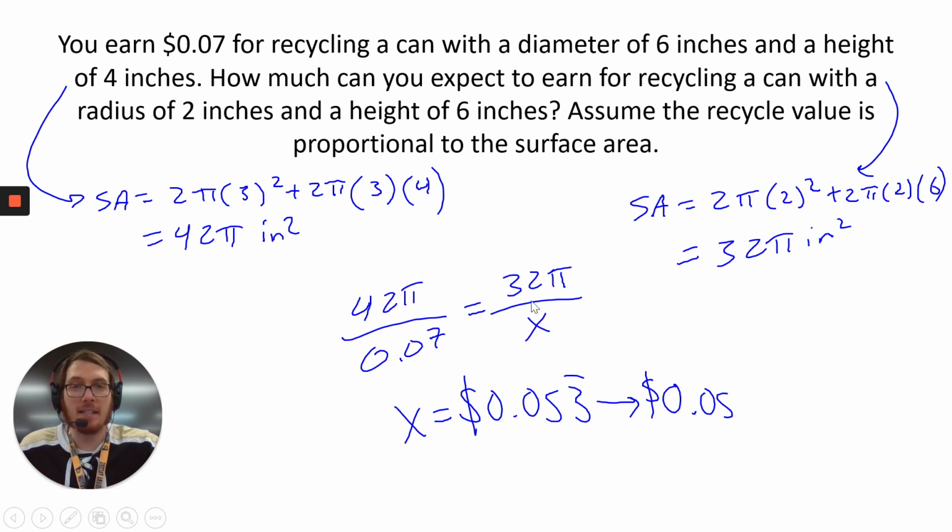And it should be less because this can is a little bit smaller in surface area than the other, and you get just over 5 cents, 5.3 repeating cents, but I would probably round that to 5 cents then because it's going to 2 places because it's money.